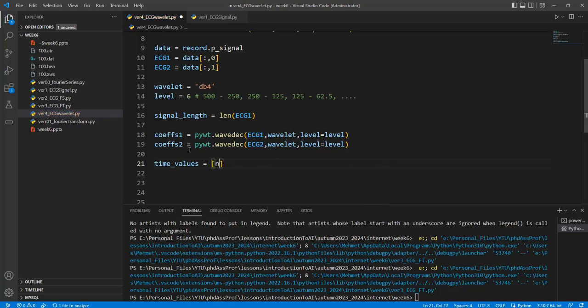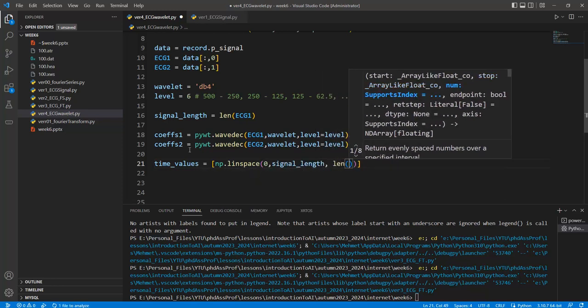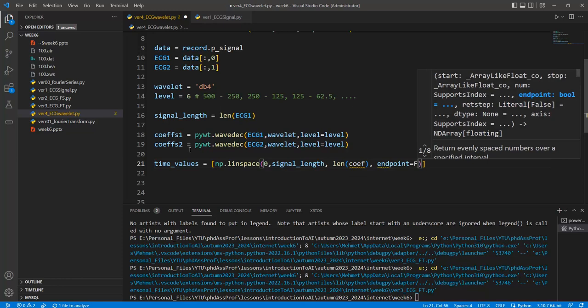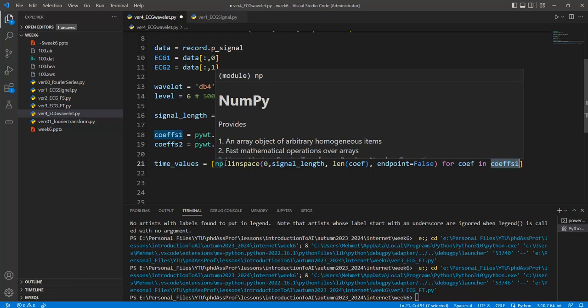The np.linspace, like this one, 0 to signal length and len coef, and endpoint false, for coef in coefs. Because we have some list data, but two-dimensional list data, and so in each data we should create the time values. Level 1, level 2, level 3, level 4, level 5, okay?